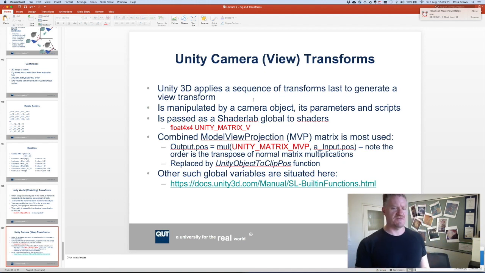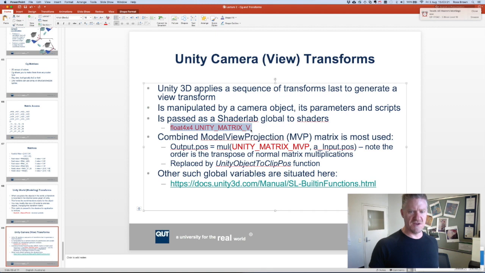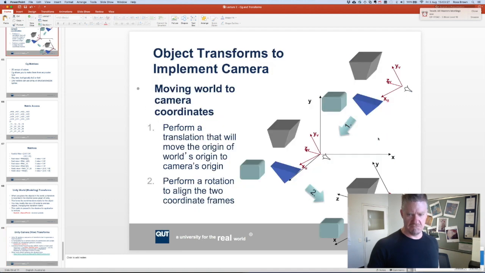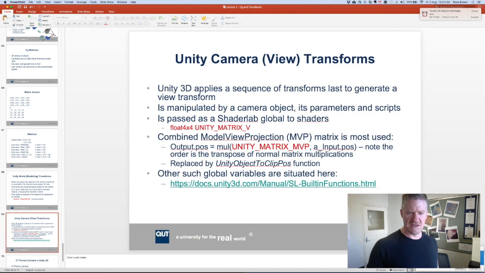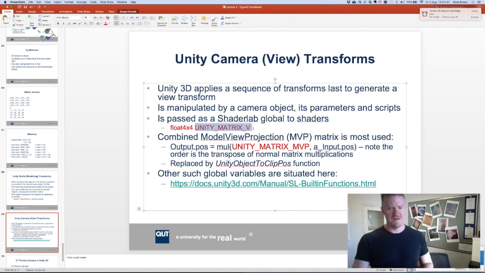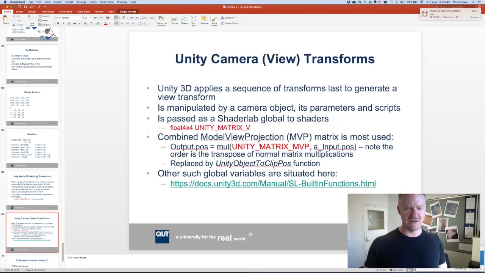And also the camera view transformations are applied and supplied to you again as a ShaderLab global. So here we have float 4x4 unity matrix underscore V. So that is those transforms I mentioned, getting the camera to be in the right position as applied to your objects, gets given to you as that matrix there. And that matrix can then be multiplied with your object to world to create object to world view. And then the final combined version of this is the model view projection matrix, MVP.